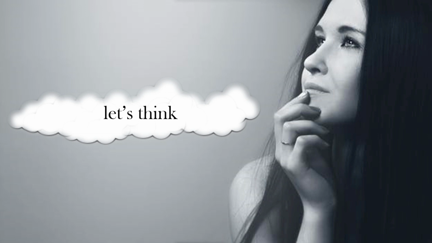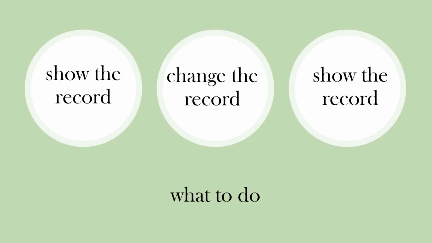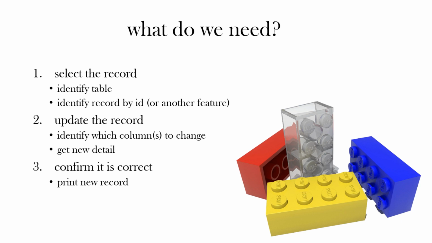We need to show the record, change the record, and then show the record. So when you amend something, you want to see it first, make sure you've got the correct record, you want to change it, and then you want to confirm that the change is correctly done.